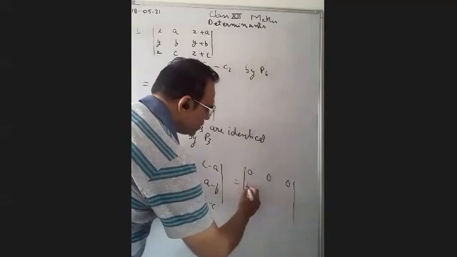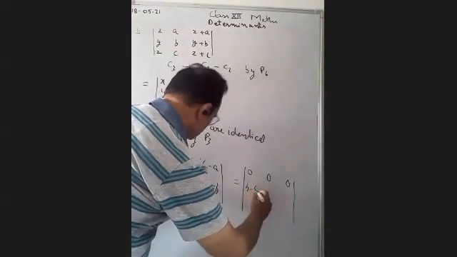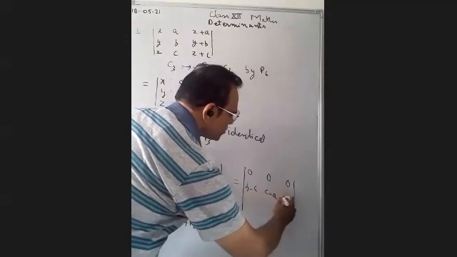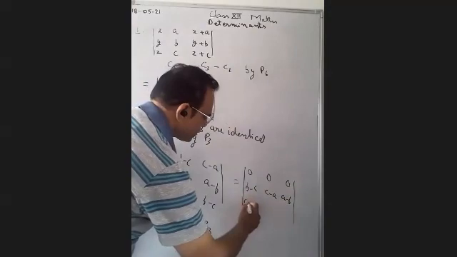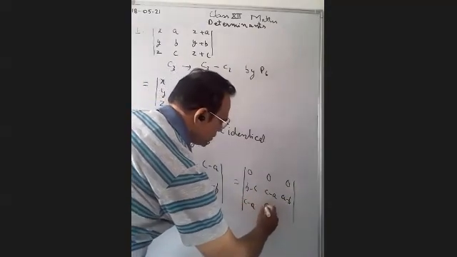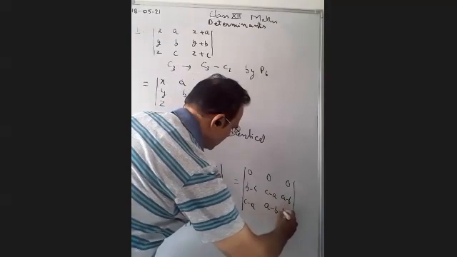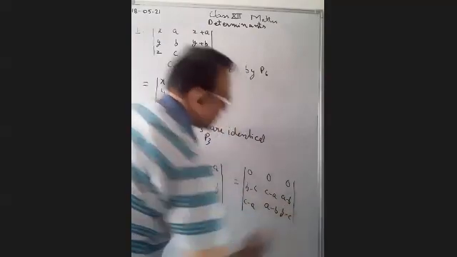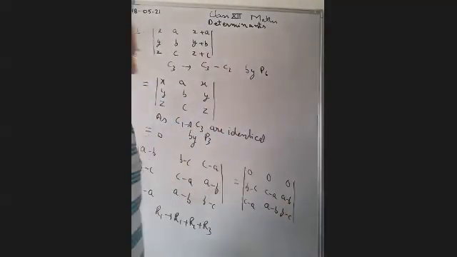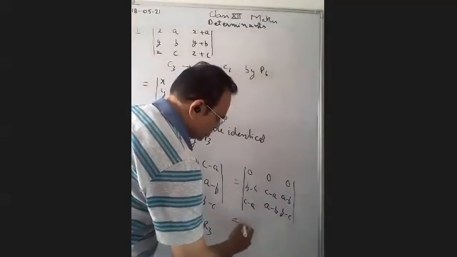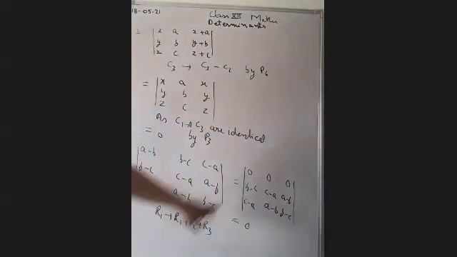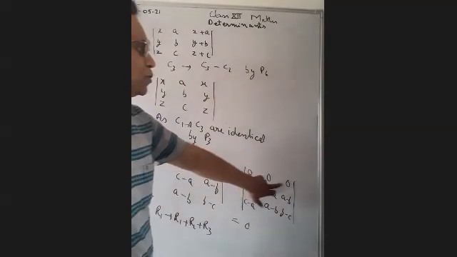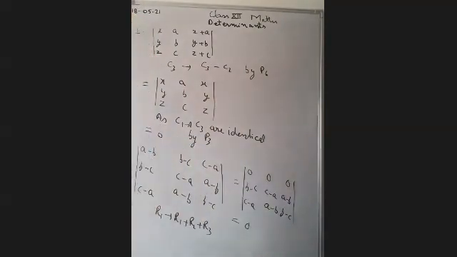But remaining rows we will write as it is: B minus C, C minus A, A minus B, C minus A minus B, B minus C. But if all the elements of any row or column are 0, the value of the determinant is equal to 0. Because if we expand through the first row, we have to multiply with 0, and the multiplication we will get again 0.